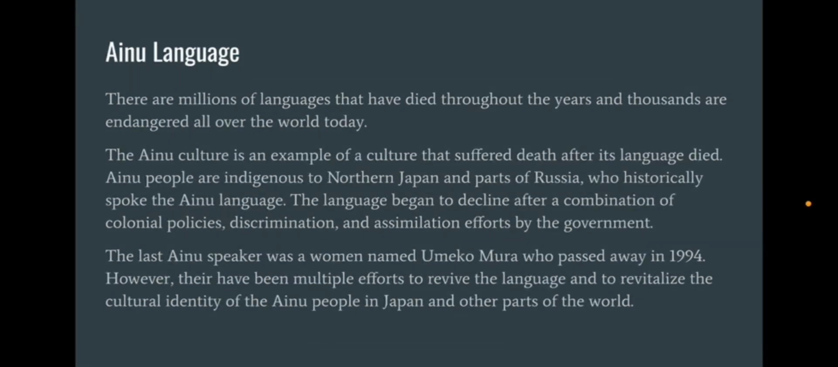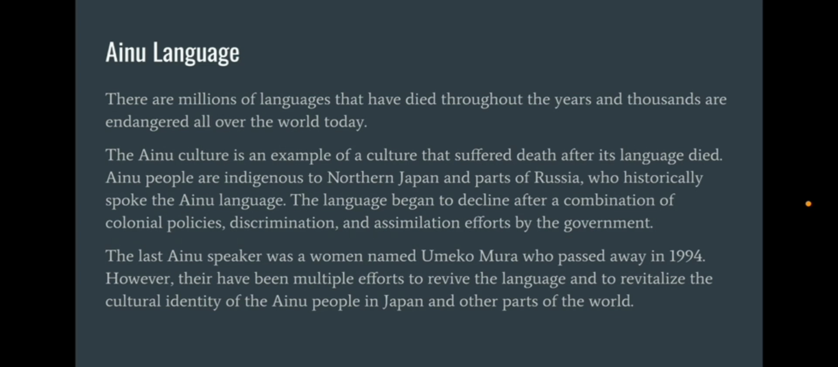So an example of a language that has died is the Ainu language. Although there are millions of languages that have died throughout the years and thousands are endangered all over the world today as people speak less and people die out, the Ainu culture is an example of a culture that suffered death after its language died.